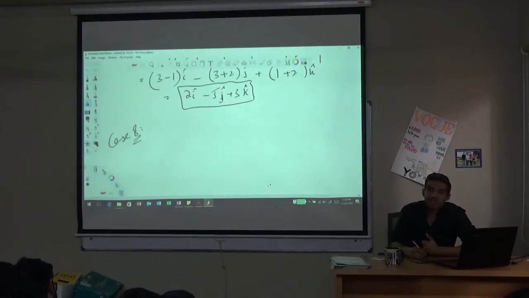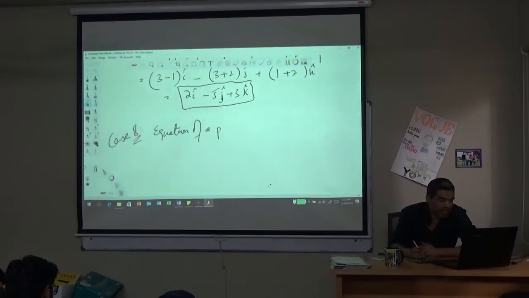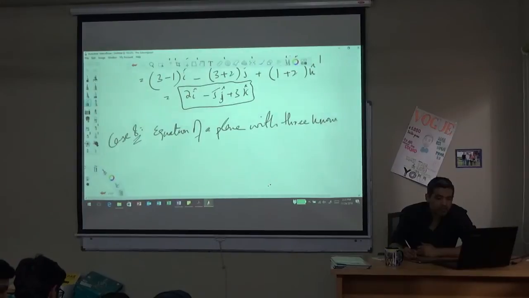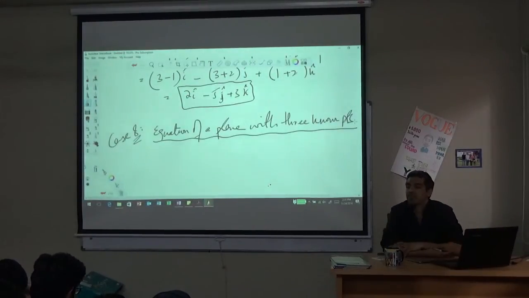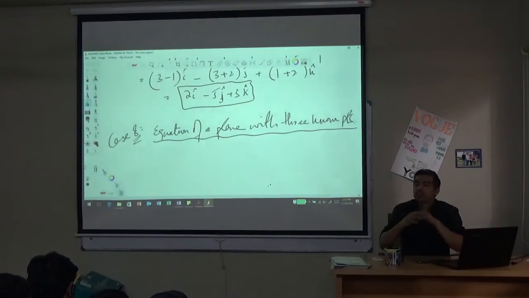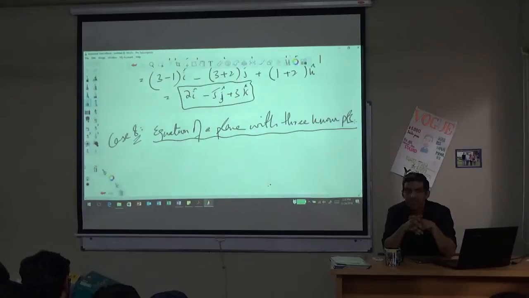Okay, case 8 is equation of a plane with 3 known points. So the scenario is this: all you know is that there is a plane and there are 3 points on the plane. That's all you know.